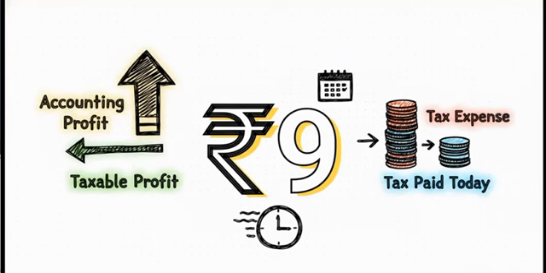Let's look at a really simple conceptual breakdown to show you where deferred taxes actually live. Imagine your accounting profit is 100 rupees, but according to the tax laws, your taxable profit this year is only 70 rupees. Assuming a 30% tax rate, you're only paying 21 rupees to the government today. But based on your accounting profit of 100, your tax expense should be 30. So the difference between the 30 you should pay and the 21 you actually pay is 9 rupees. Now, that 9 rupees isn't forgiven, it's just delayed. You're definitely going to have to pay that extra tax in the future.